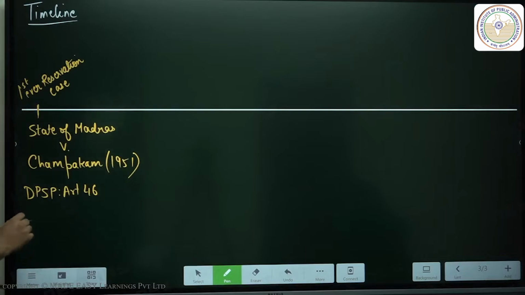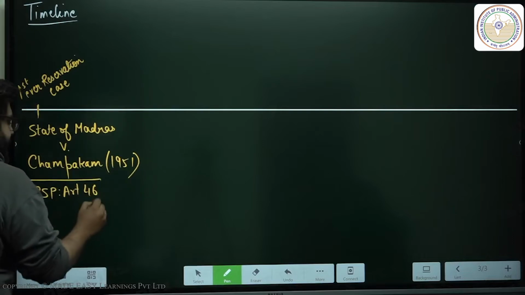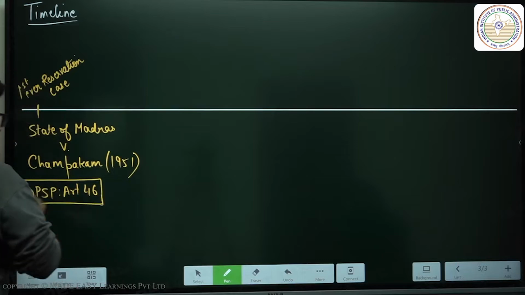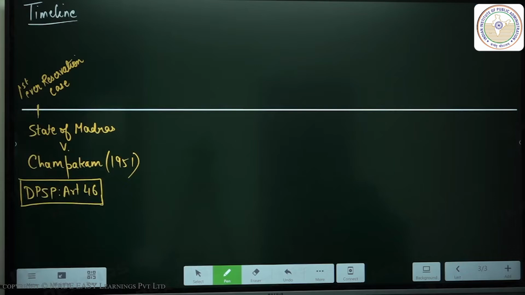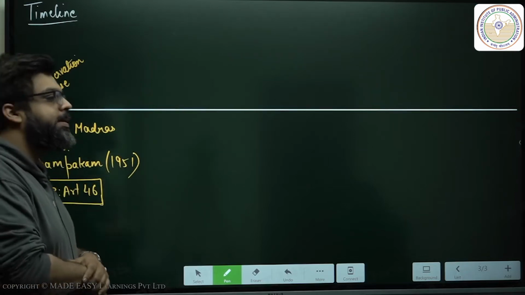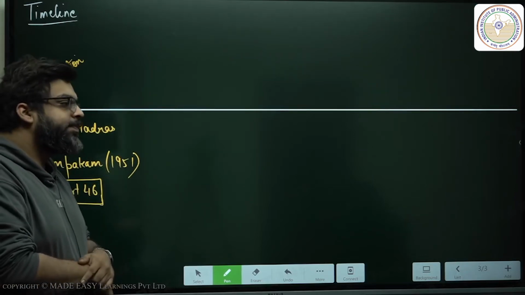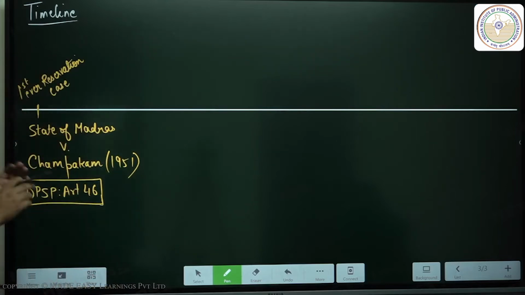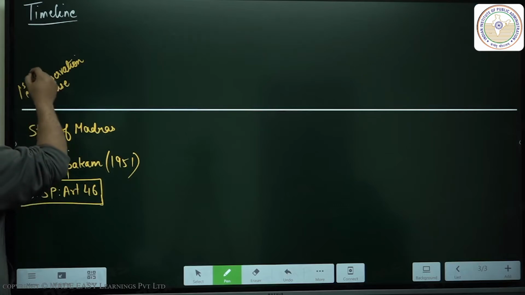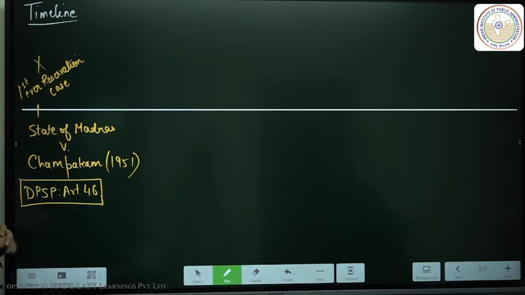So these were the facts of the case. Now, the government said, we are doing this because we want to implement Article 46, which is Directive Principles of State Policy. We're doing this because we want to implement Directive Principles of State Policy. This case eventually reached the courts, and the courts then finally and clearly said, nothing doing. The courts declared this communal order as unconstitutional.